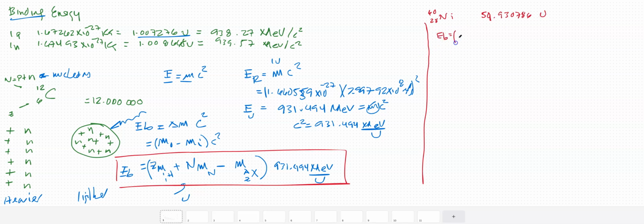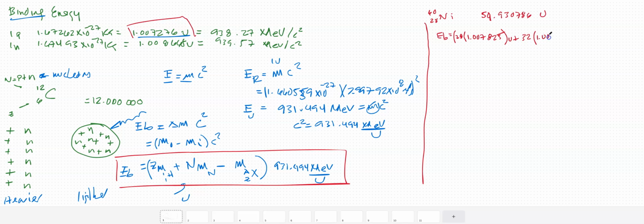In this case, we have 28 protons, but we're going to take the electron into account. So we're going to use the mass of protium, which is 1.007825. Be careful, I'm not using this one. This is just the proton. This one includes the electron. It's also in the table in your book. Atomic units plus neutrons, we have 32, 60 minus 28.